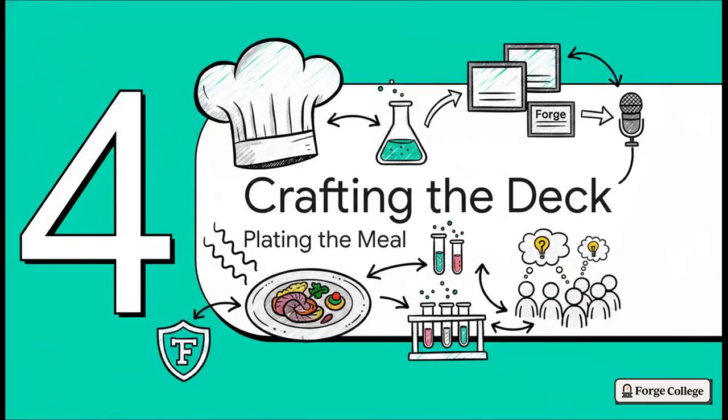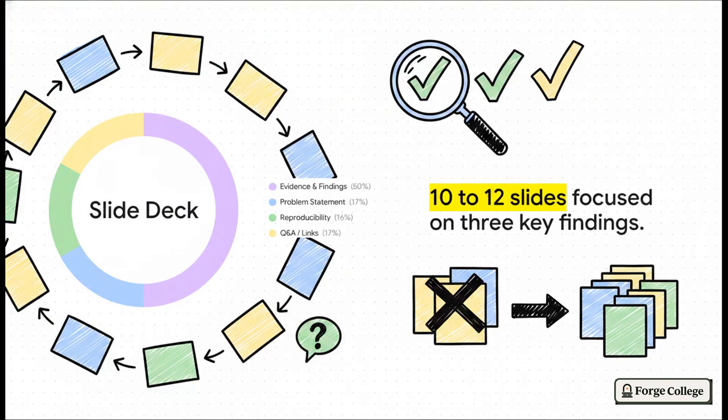Let's move to Section 4, crafting the presentation deck, plating the meal. You've done the science, and now you must communicate it clearly. And this brilliantly illustrates your strict budget for the presentation, which is limited to 10 to 12 slides total. You need 1 slide for the problem statement, 2 to 3 slides for your technical evidence block, 1 slide summarizing the reproducibility steps, and a closing Q&A slide with your artifact links. No fluff, just the absolute meat of the research.